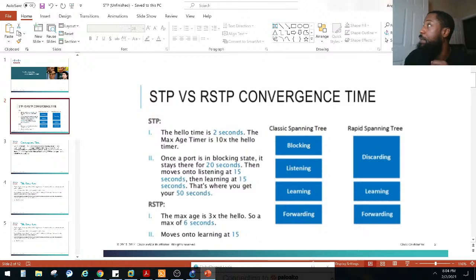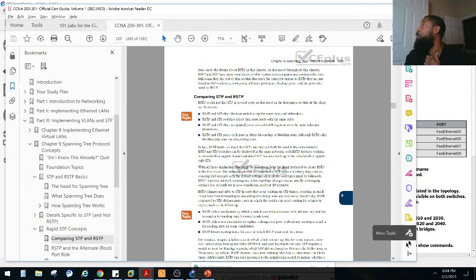But anyways, today's topic is configuring spanning tree protocol root bridges manually.